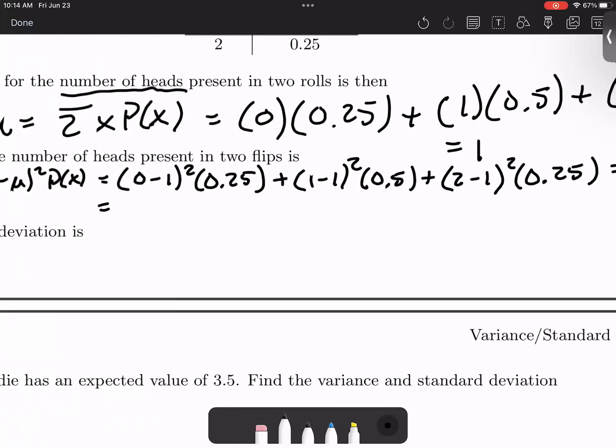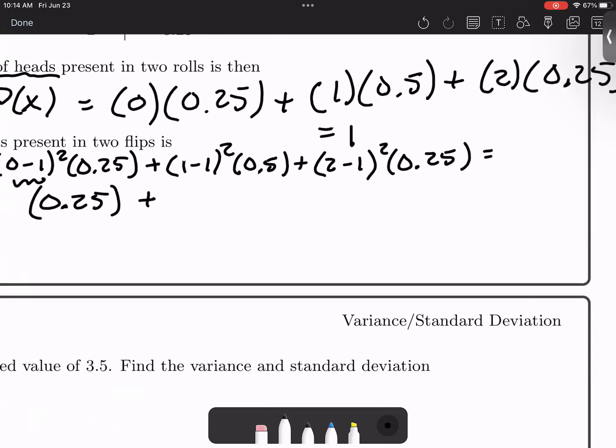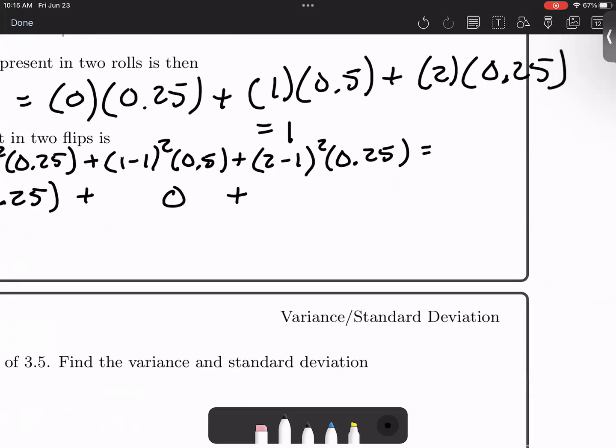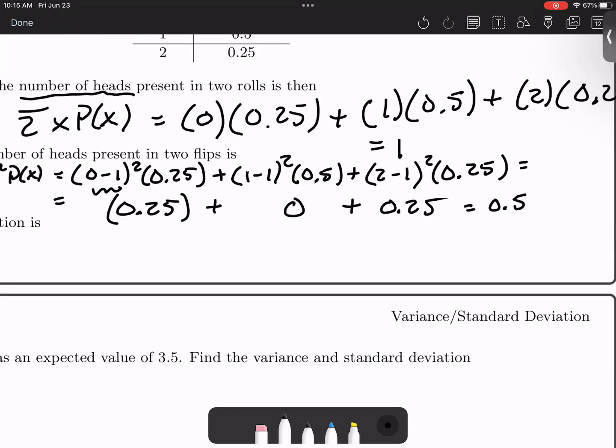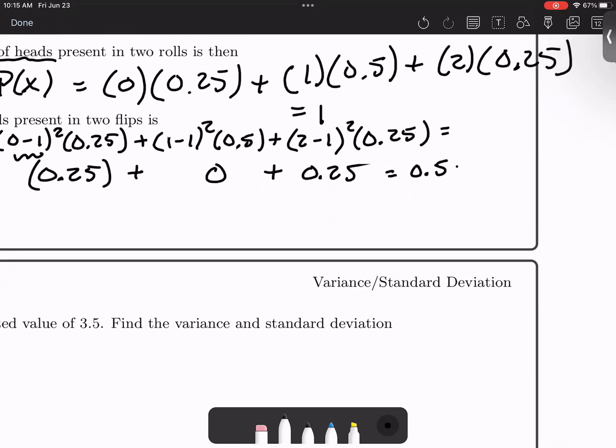So let's actually go through this. Here you get -1, but then when you square -1, you get a 1. So this term just becomes 0.25. Here, 1 minus 1 is 0. 0 squared is 0. 0 times 0.5 is 0. Here, 2 minus 1 is 1. 1 squared is 1. 1 times 0.25. So we have 0.25 plus 0.25. That's 0.5. So this is your variance. So the units here: number of heads squared.